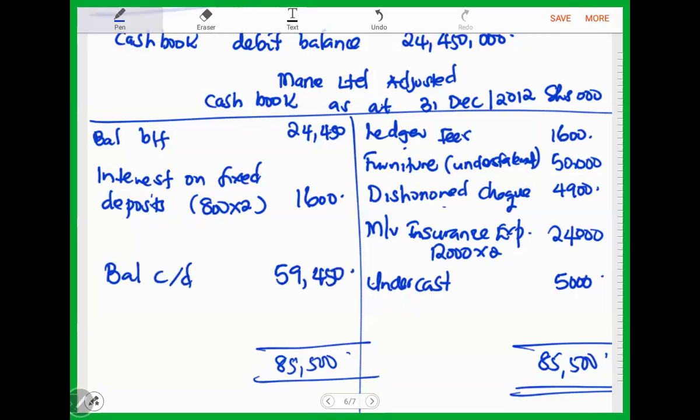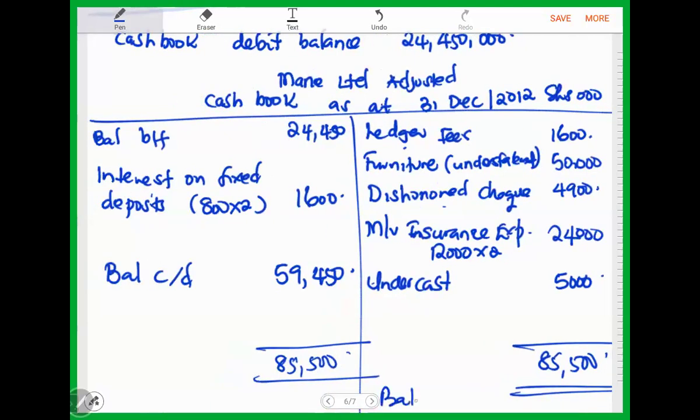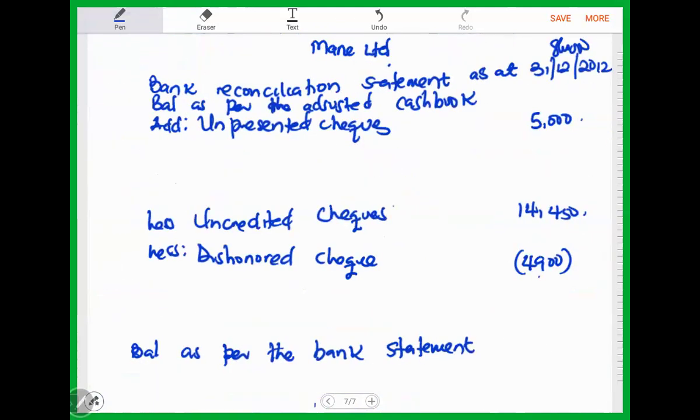59,450. And the fact that it is on the balance carried down, the fact that it is appearing on the credit side, it simply means the balance brought forward is here, the 59,450. And that is a negative balance. That simply means we spent much more money than what we had. And this is going to be in brackets here as we start. Balance as per the cash book, it's going to be 59,450, but in brackets.